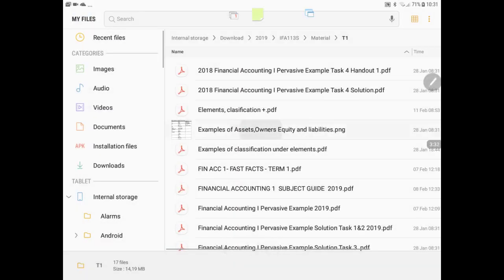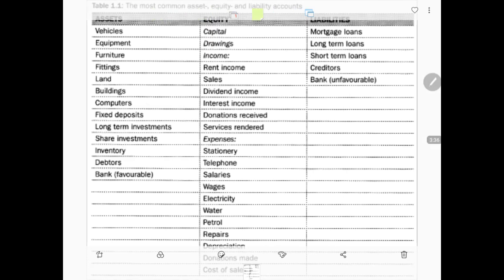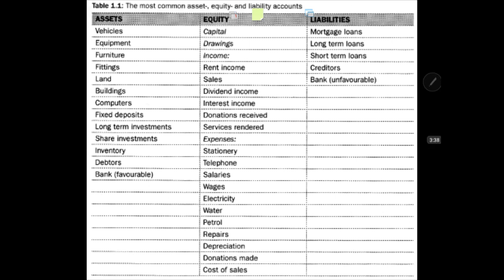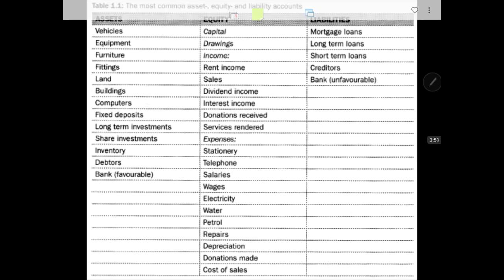As I highlighted, this is very important. I also have another one that lists the examples of assets, the examples of equity, and the examples of liabilities. This one is not more advanced; they just give a list of all of them, the examples of equity items. But I prefer the first one because it's more detailed.